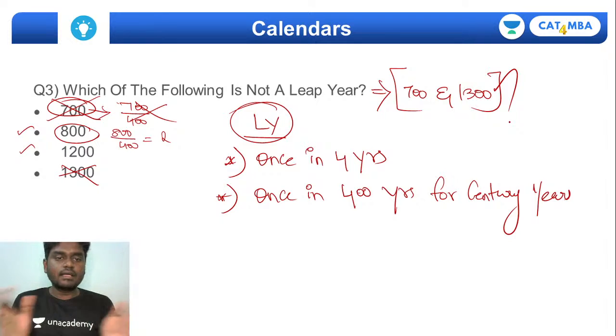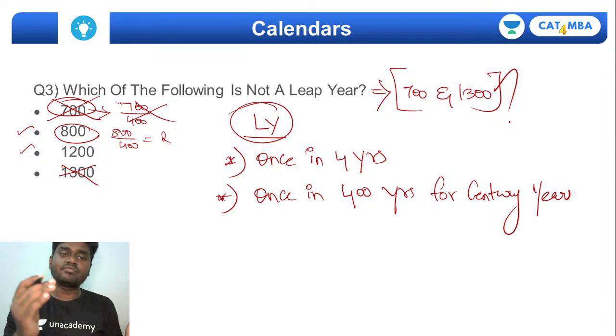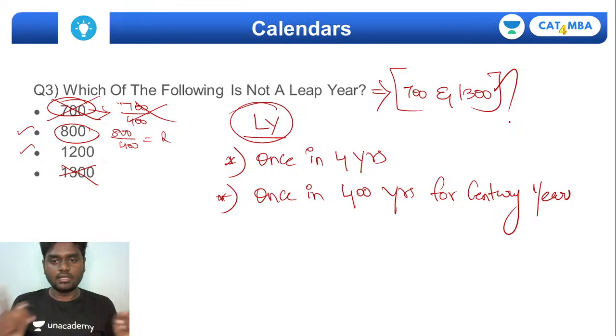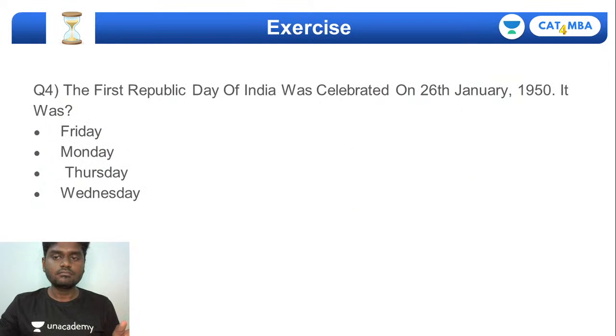That's it. So if you're really clear with this, whenever you get a century year, make sure you divide it by 400 and cross-check whether it is absolutely divisible. That is a leap year. If it is not divisible by 400, then it is not a leap year. That's it. Very simple as that.